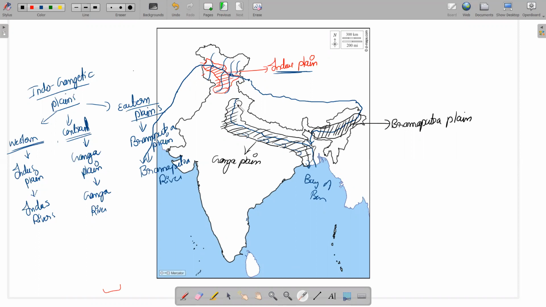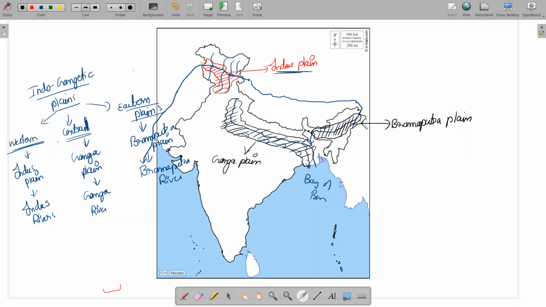Another is the Ganga river, the major river in India, which starts in Uttarakhand and flows through Uttar Pradesh, Bihar and West Bengal, slightly enters Bangladesh and slightly donates its water into the Bay of Bengal. The entire area on either side of the river is called the Ganga plain. And the other one is the Brahmaputra plain.